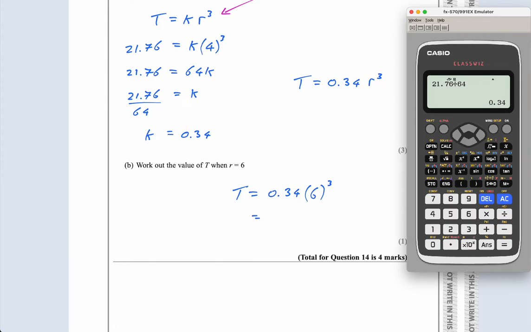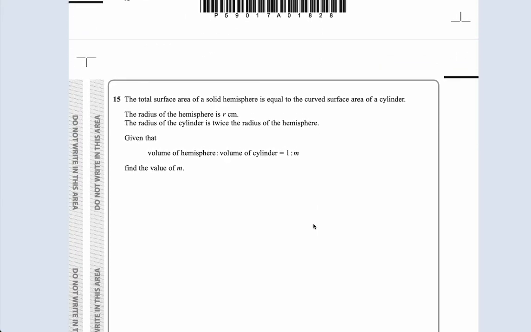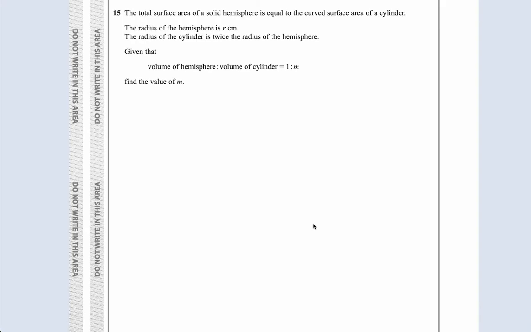So it's this times 6 cubed, like that, gives me 73.44. Okay. Question 15.